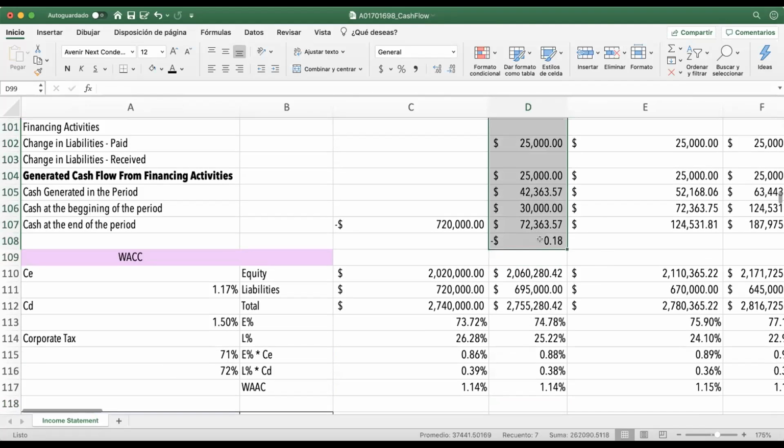So just forget about it if there is a difference in cents, it's okay. That's because Excel is rounding.